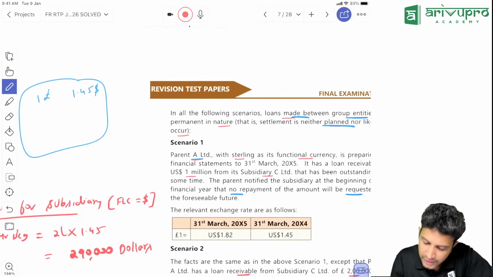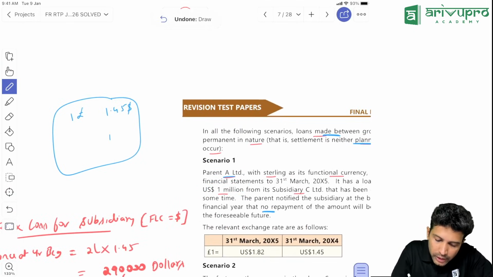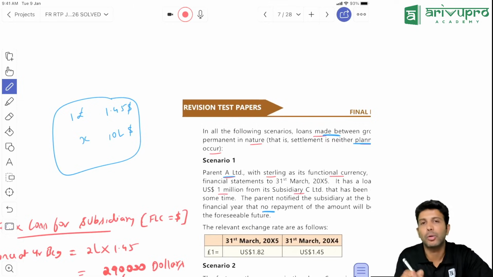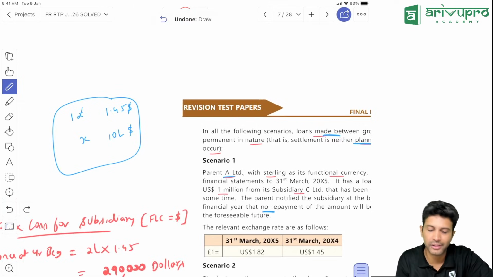$1.45. And we have $1 million. So $1 million, or 1 million, is 10 lakh, no? So 10 lakh dollars means how many pounds? So now you'll get to know that you have to divide this, cross multiply. So 10 lakh divided by 1.45.